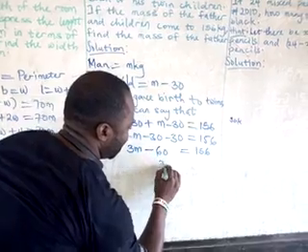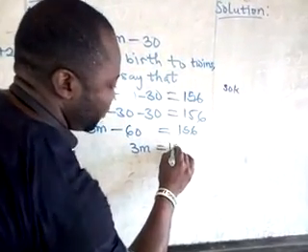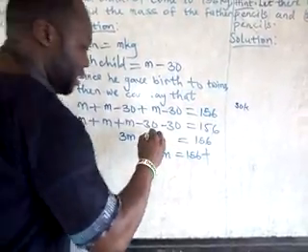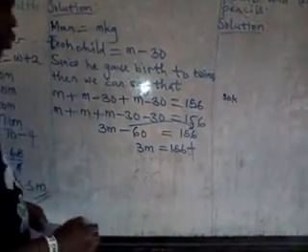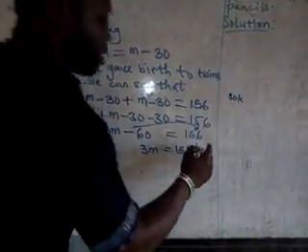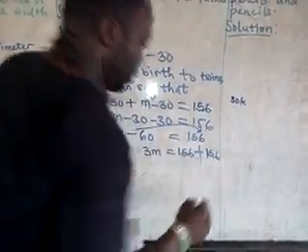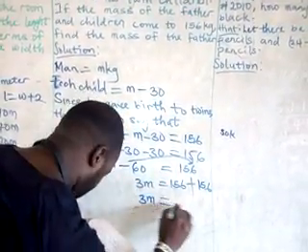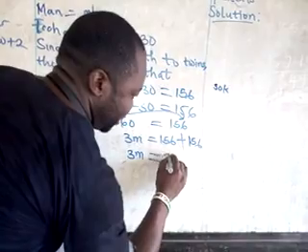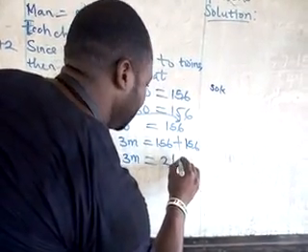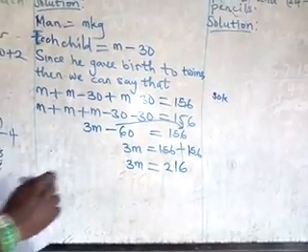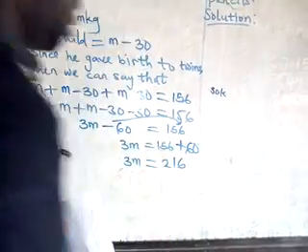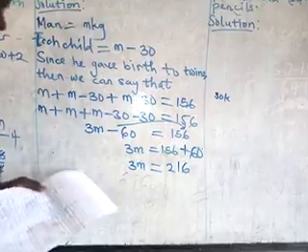Now 3M equals 156 plus 60. By the time this minus 60 comes to this side, the minus sign will change to plus. So now 3M equals 216. Sorry, here is plus 60, equals 216.